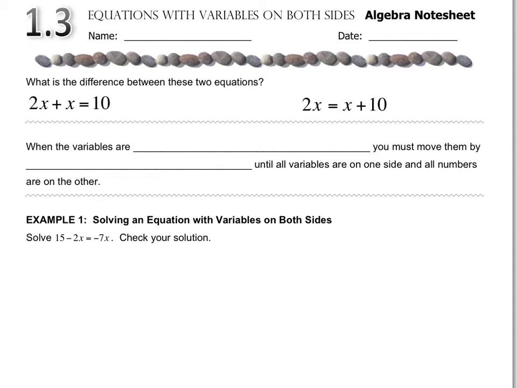So basically, when variables are on opposite sides, you first must move them by either addition or subtraction.